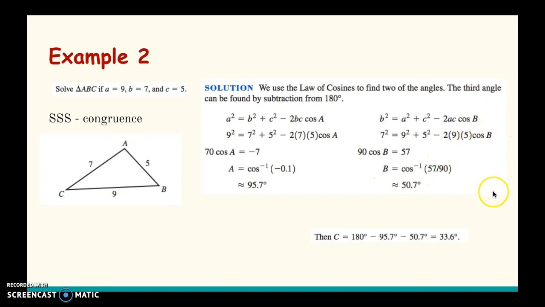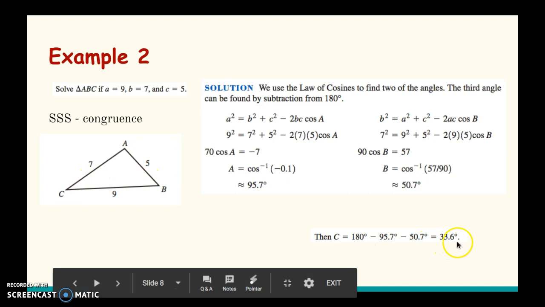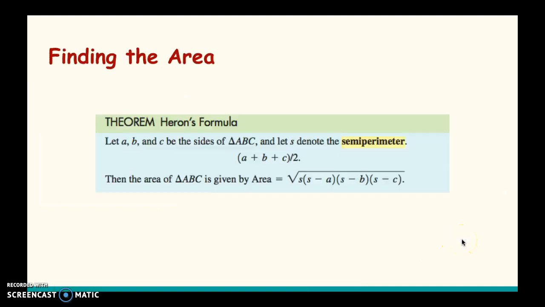If you have trouble with the simplification part, please just come practice with me or show me how you're practicing, so that I can check on that. So at this point, we have angle A and we've got angle B. In order to get angle C, we can use our triangle sum theorem to give us that angle C is 33.6 degrees. So that's all I have to say about the law of cosines.